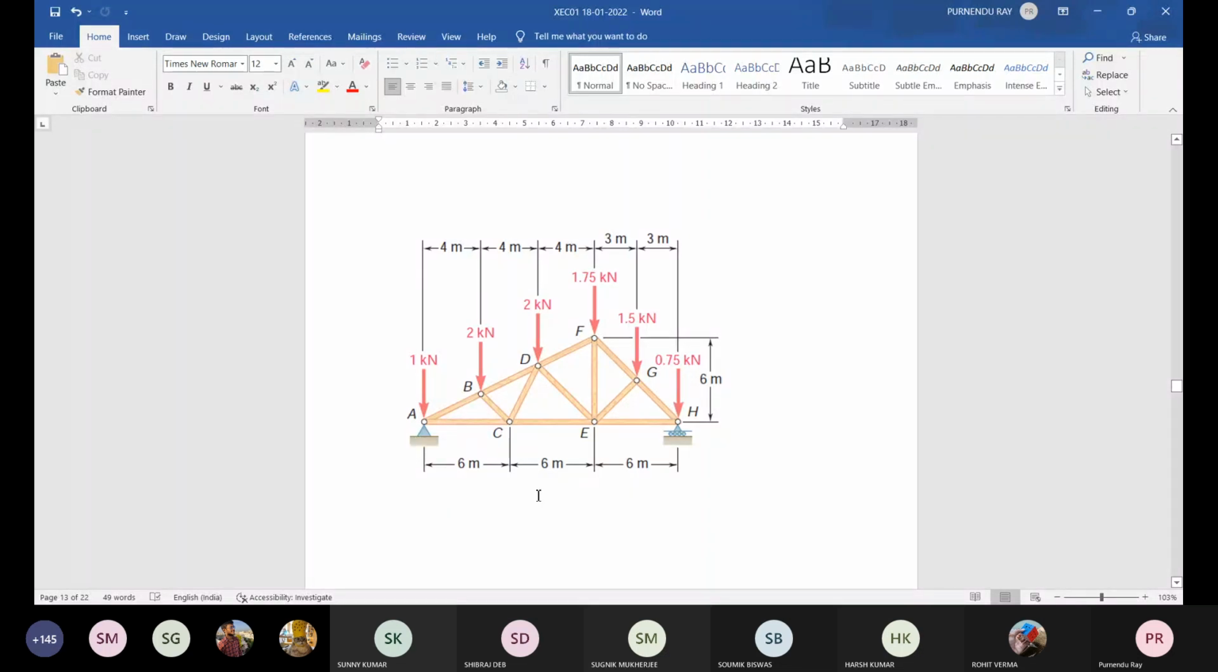So how to find it? Just do one thing. Consider point A as moment center and develop the equation of equilibrium. For moment equilibrium, sigma MA is equal to 0 will give you 2 kN multiplied by 4 meter clockwise, 2 kN multiplied by 8 meter clockwise, plus 1.75 kN multiplied by 12 meter clockwise. Similarly, here also 1.5 kN and the last 1.75 kN. Okay, and these distances are shown. Next, RH multiplied by this distance, 18 meter, will balance that developed moment due to the applied load.